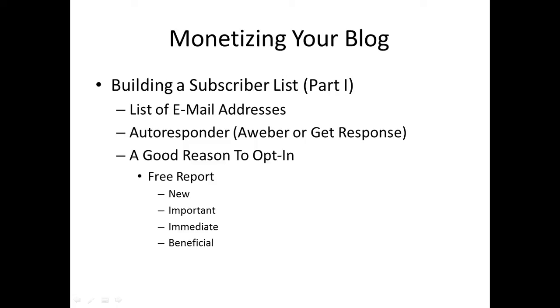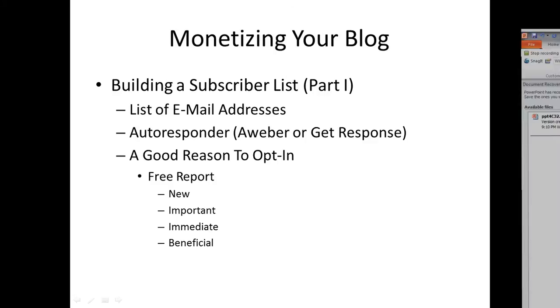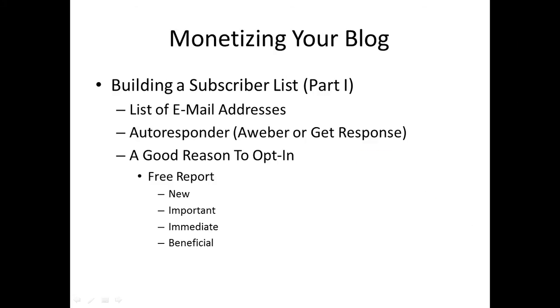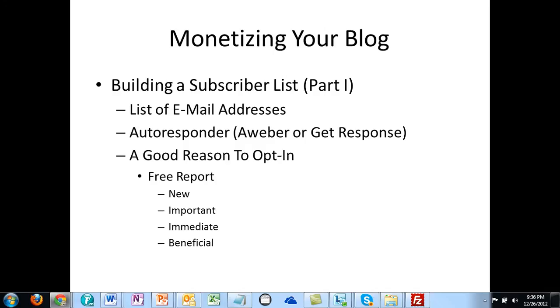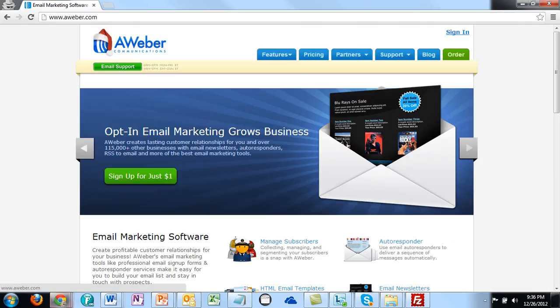So what are you going to need in order to build your subscriber list? Well, you're going to first need an autoresponder. And one of the ways that you can do that, and I'll show you this here in a minute. We'll just slide this right over to the screen here. Name of the site is called aweber.com, and you may have already heard of it. aweber.com is a website where you can create an autoresponder message.